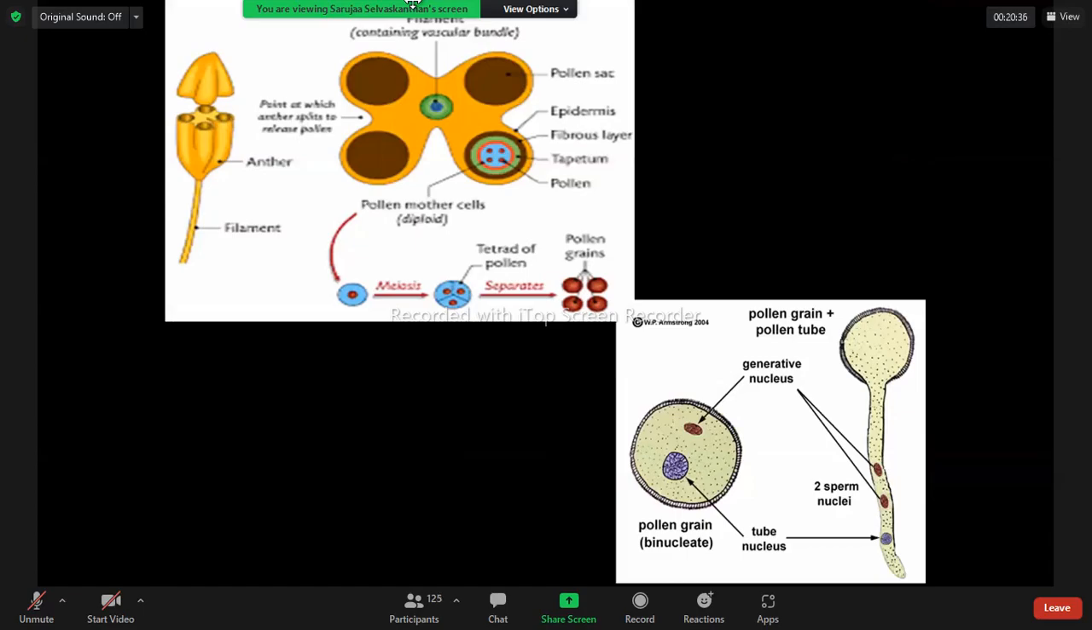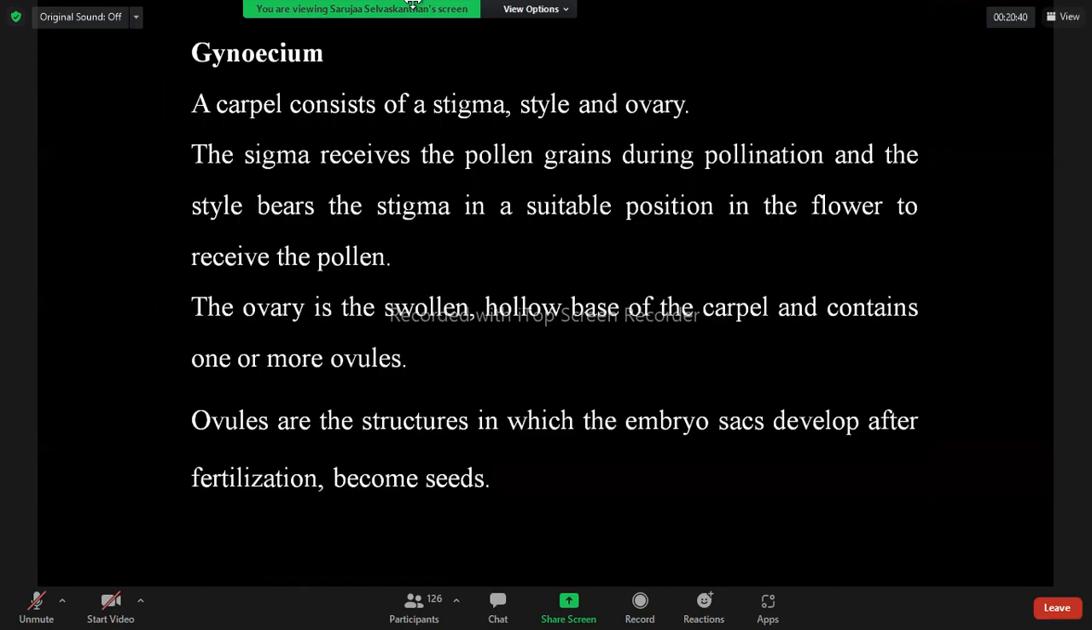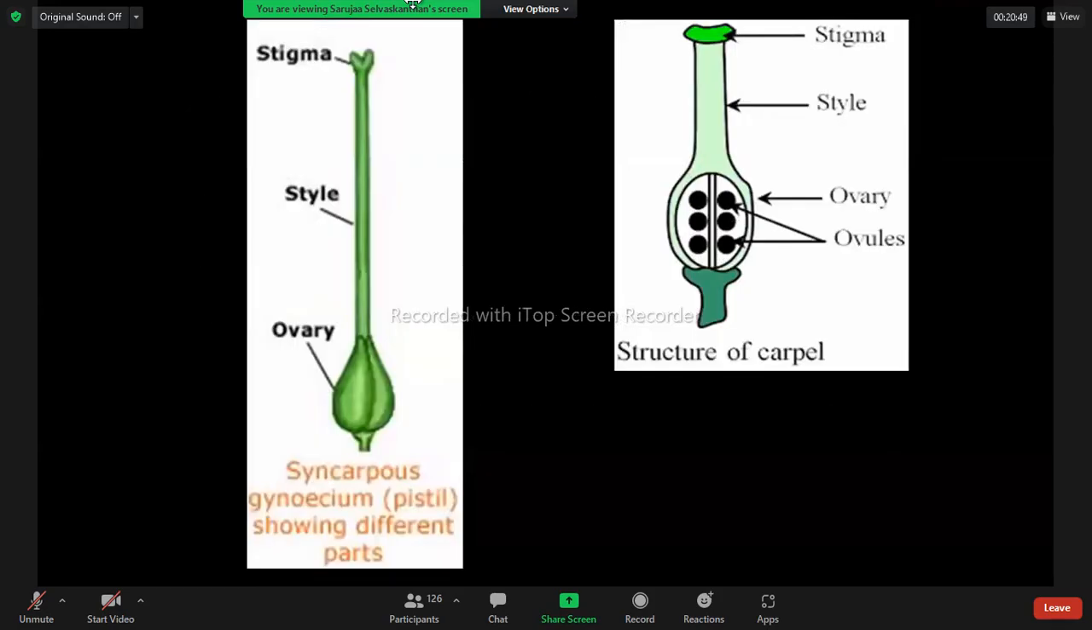I'm not going to teach these things to you. Right? And gynoecium means a carpel consists of a stigma, style, and ovary. This is the gynoecium one. This is ovary. This is style, and this is the stigma. Right?